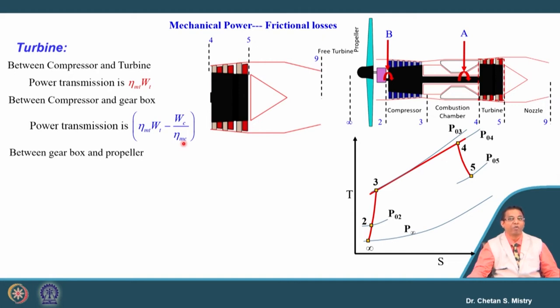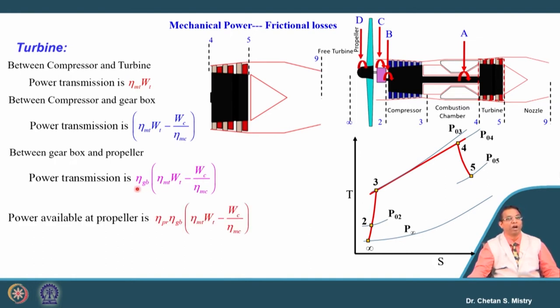Now, next, if we look at what power I will get from this gearbox, that is used in order to rotate the propeller. Since this gearbox is also a mechanical device, it will have mechanical losses, and those losses we account for by incorporating gearbox efficiency.